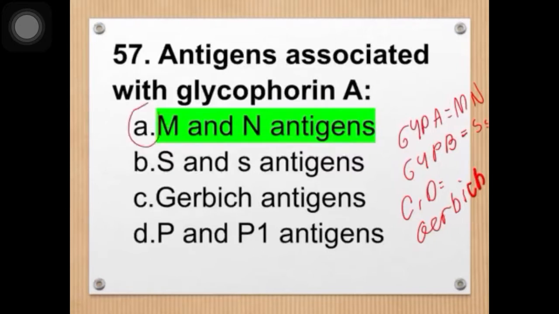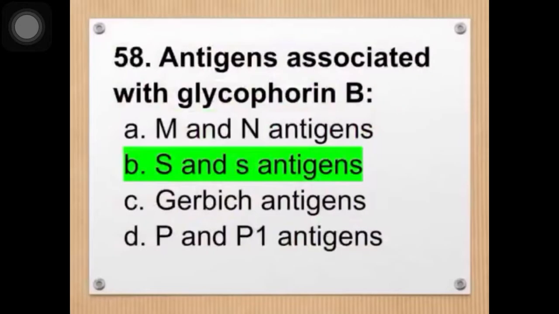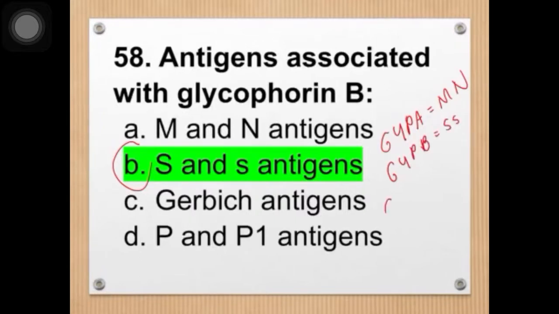Number 58, antigen associated with glycophorin B. Correct answer, B. Pasensya, medyo makulit. Glycophorin A, MN antigen. Glycophorin B, huwag pong kakalimutan, capital S and small s antigen. Glycophorin C and D, huwag kakalimutan, Gerbich antigen. Correct answer, 58, letter B.